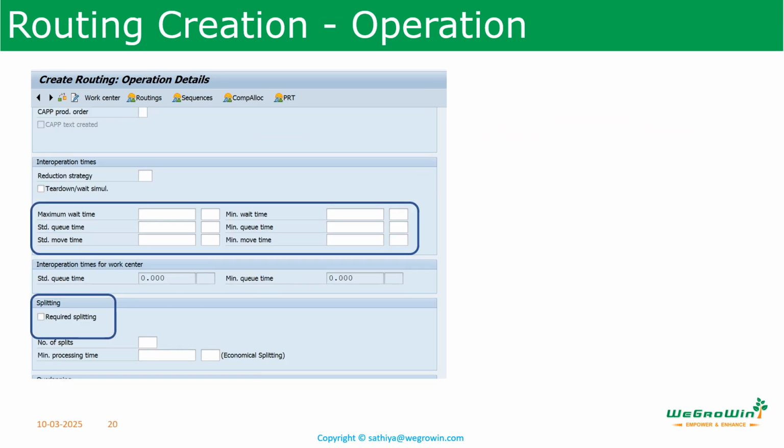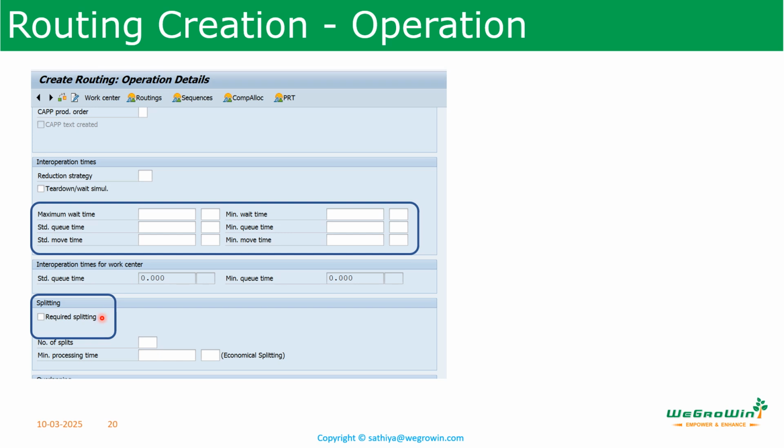And then we continue with these operations where we drill down. When we scroll down the same page, we are in the same operation page, there are other details also. For example, we have the inter-operation times, where we can enter what is the wait time, what is the queue time, what is the move time, all those details we enter.